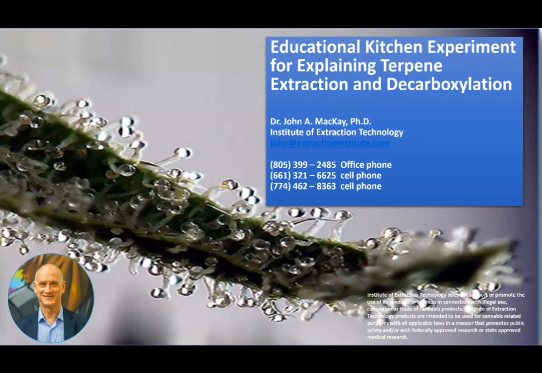We call this experiment Educational Kitchen Chemistry for Explaining Terpenes and Extraction and Decarboxylation. So that's what we're going to do. You can see some of the information down there as far as the Dr. John A. MacKay Institute of Extraction Technology that we're co-hosting with Extraction Magazine.